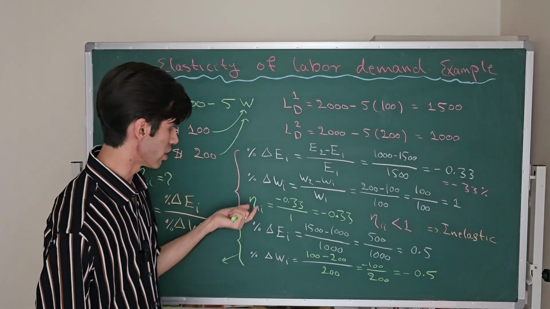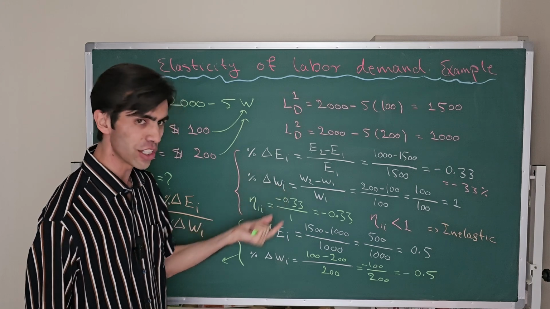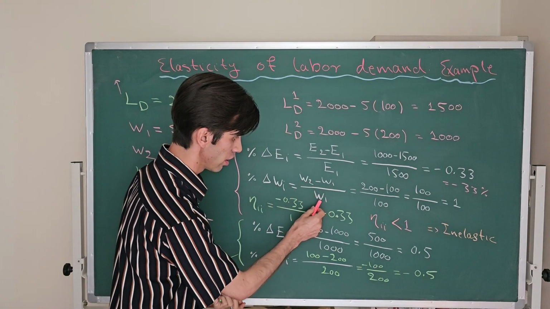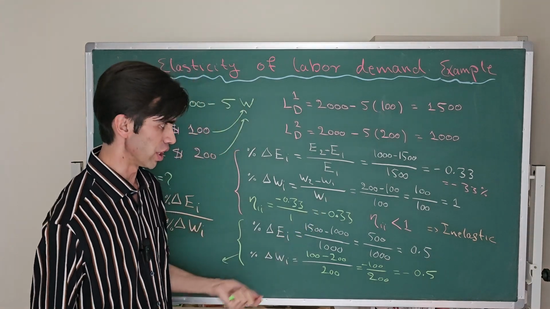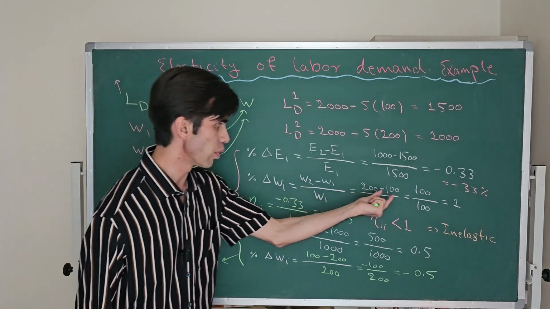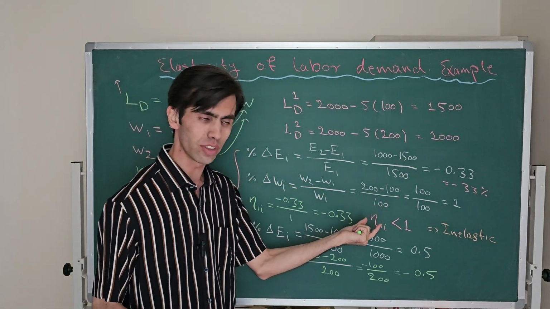Minus 33%. And the percentage change in wage level: new wage minus initial wage rate divided by initial wage rate. 200, which is the new wage rate, minus 100, which is the initial wage rate, over 100, which is the initial wage rate.